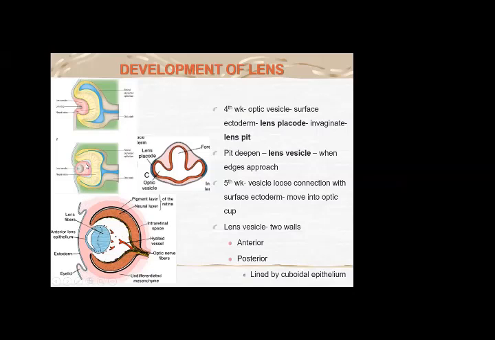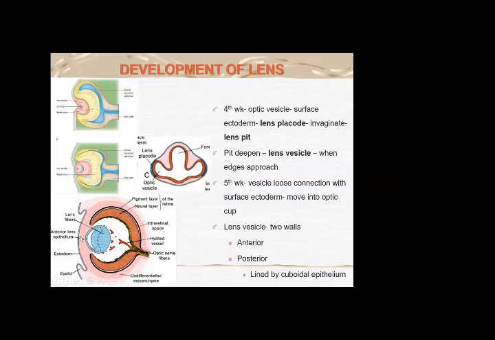This is a vesicle, the two lips approaching each other. So this is a cavity inside the developing lens. This is the cavity, this is the developing lens. So it has two walls, an anterior wall and a posterior wall.